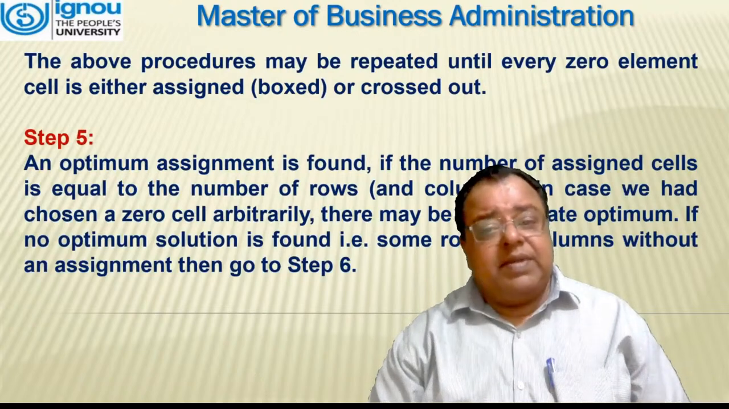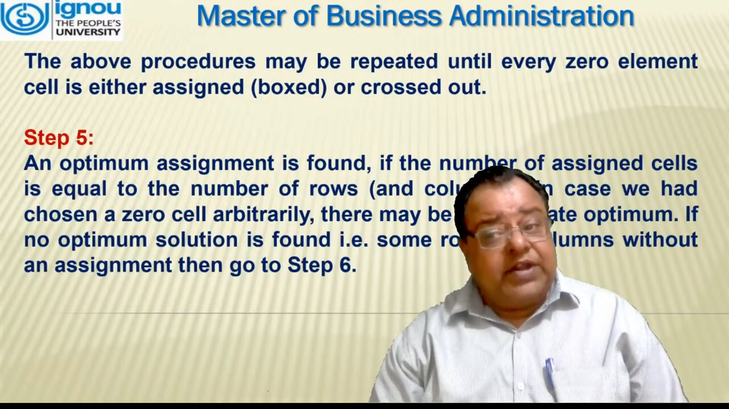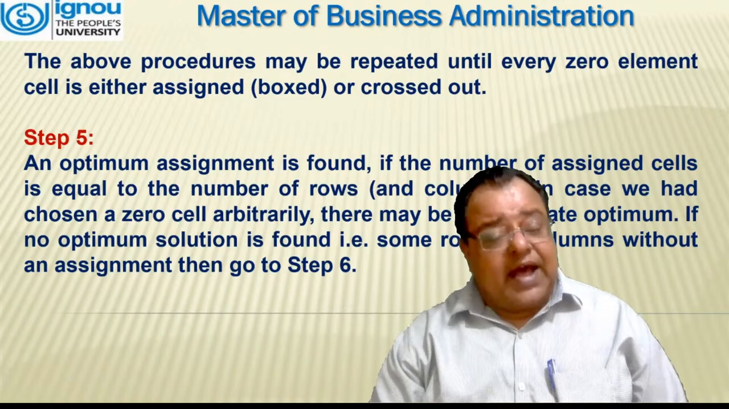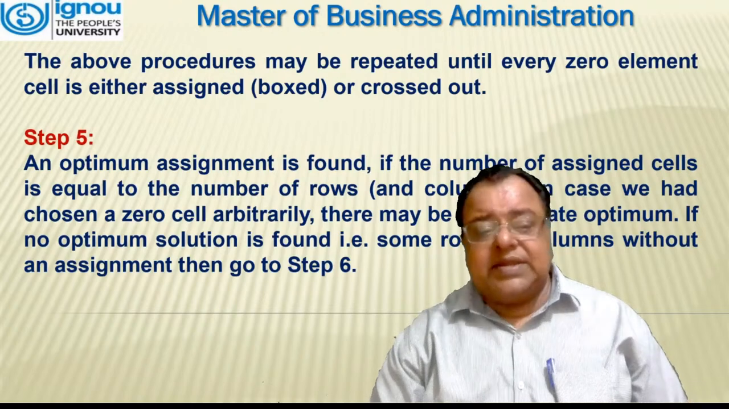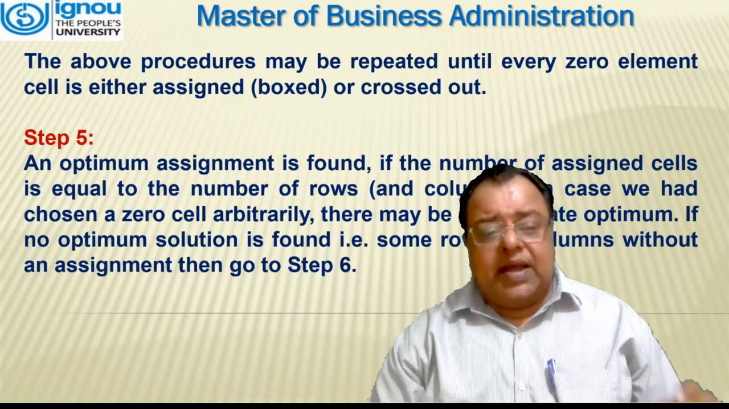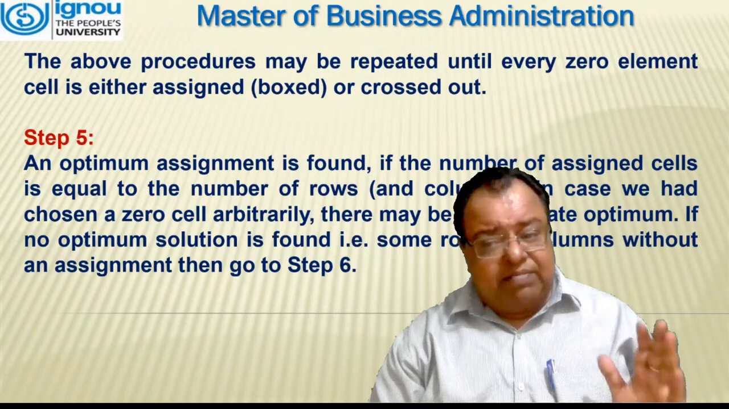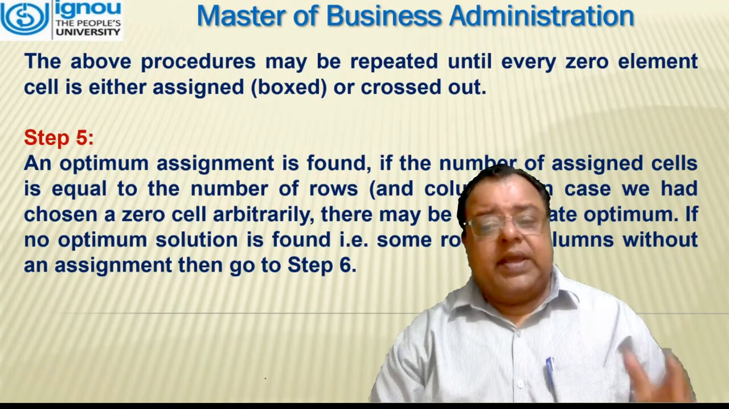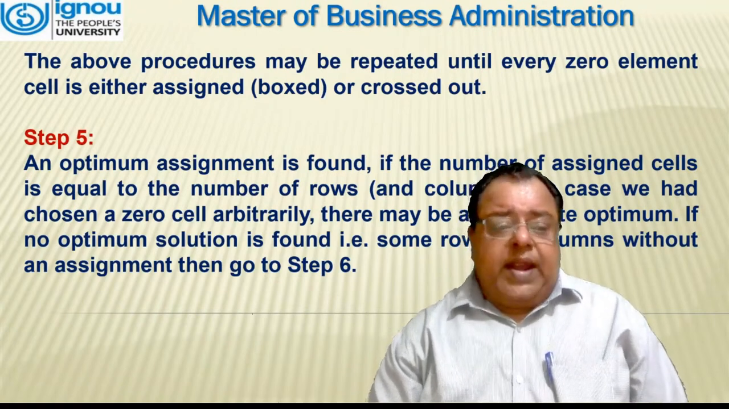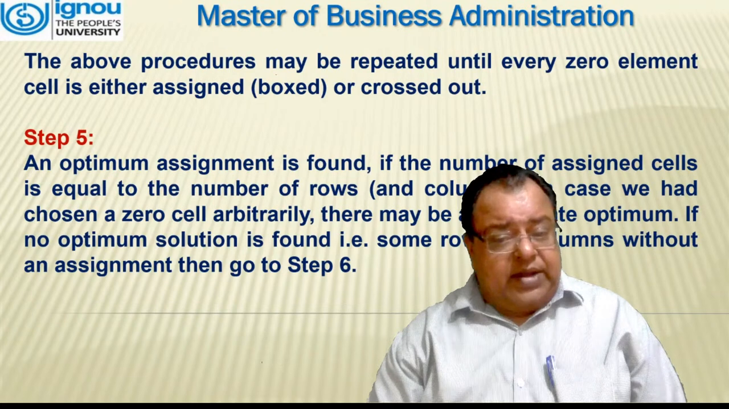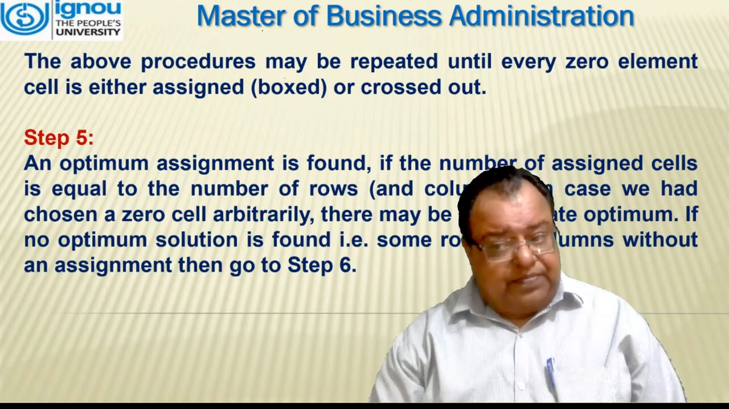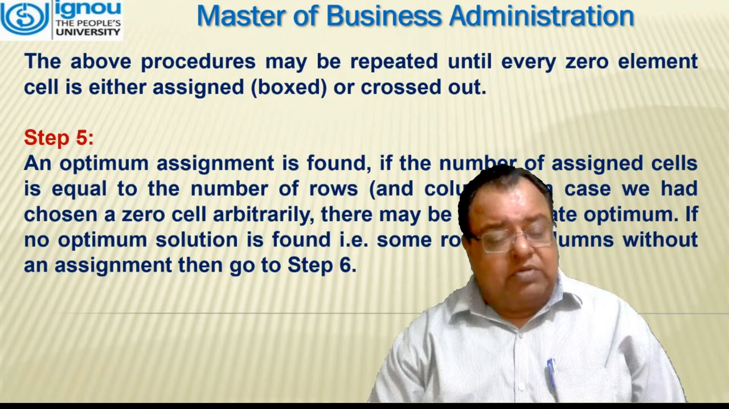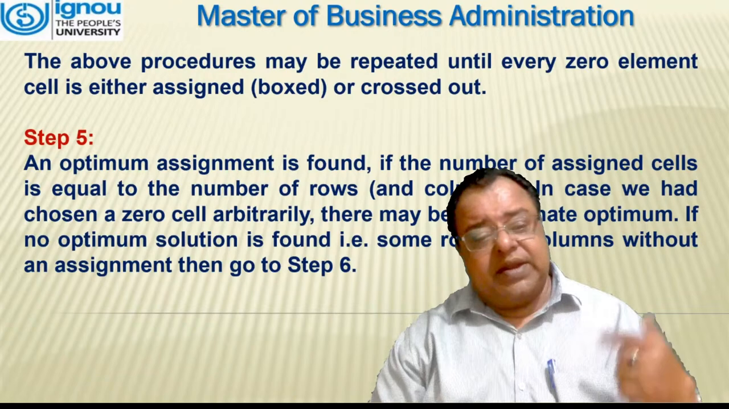The above procedure may be repeated until every zero element cell is either assigned, boxed, or crossed out. The next step: an optimum assignment is found if the number of assigned cells is equal to the number of rows and columns. In case we had chosen a zero cell arbitrarily, there may be an alternate optimum. If no optimum solution is found, that is, some rows or columns are without an assignment, then go to the next step.